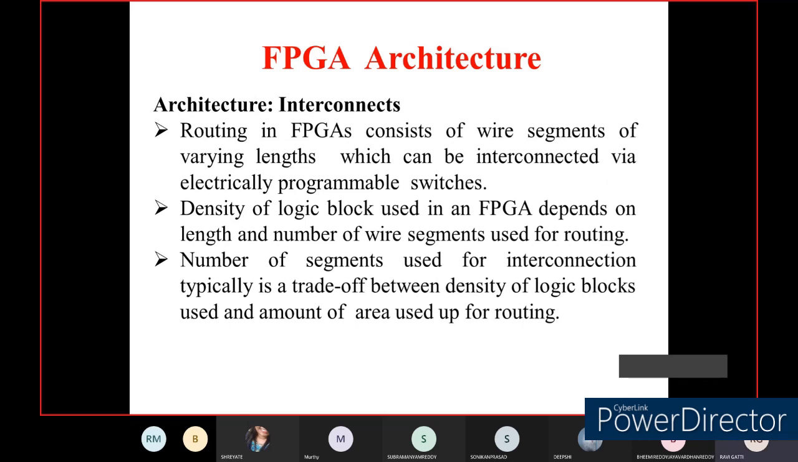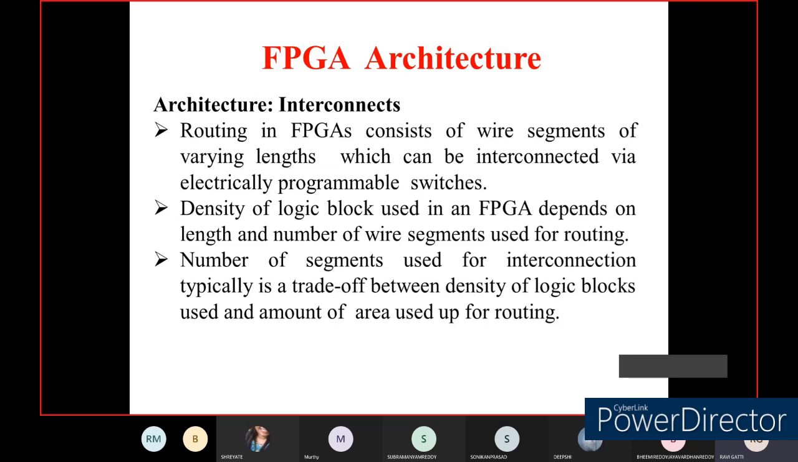The next one is internal interconnects. What are the responsibilities of interconnects? Routing in an FPGA consists of wire segments of varying lengths which can be interconnected via electrically programmable switches. Now you have one logic block and one more logic block, and you want to connect from one logic block to another. It has to be done with a wiring segment through a routing table or routing mechanism.